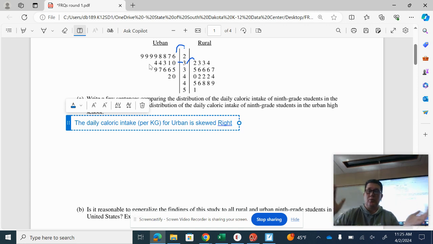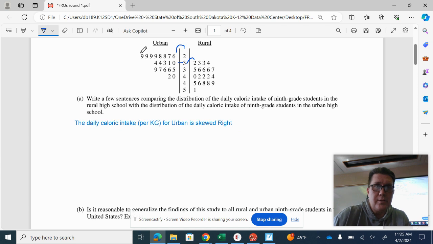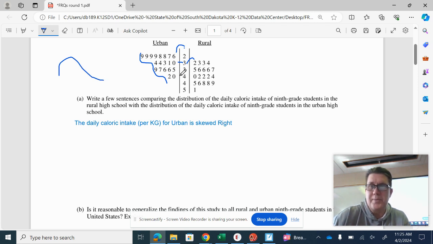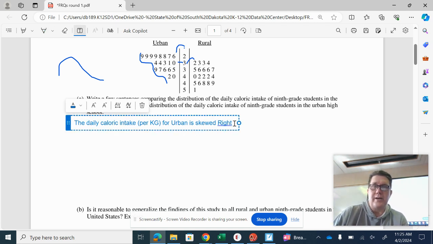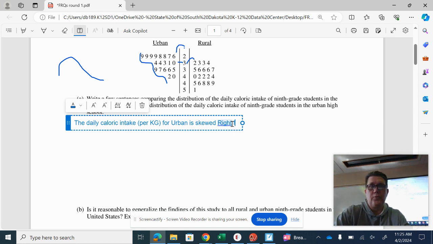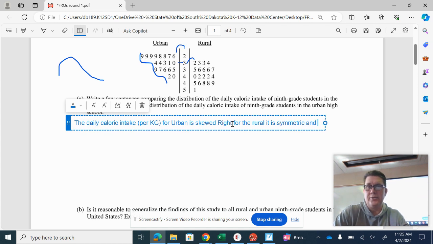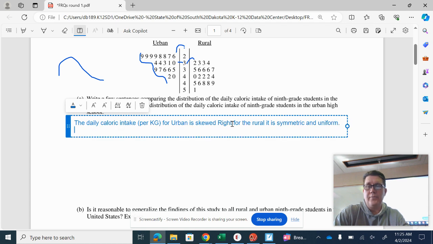If you tilt it the wrong way, you're not going to get the idea. What you have to remember in terms of the skew, if we're looking at it, where's the tail going? The tail is going really to the upper numbers because this is 40 and 42. Those are the biggest number of calories consumed in there. So that is skewed right. For the rural, it is symmetric and uniform.